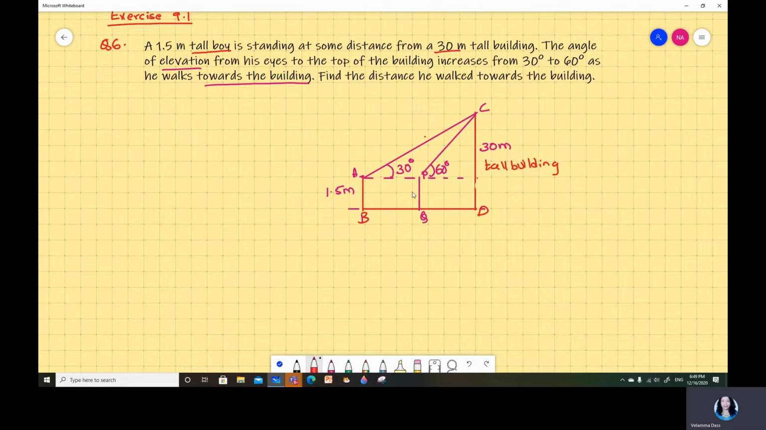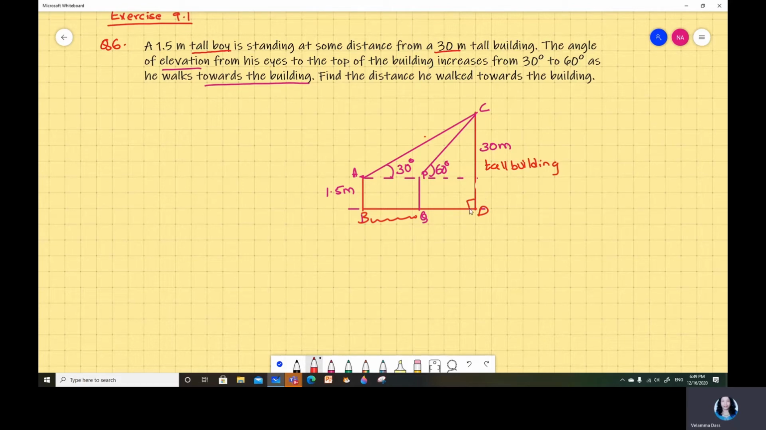Now the ball AB has come to a different position. So we have named the position of the ball as PQ. When he walks towards the building and sees the same top, the angle of elevation increases to 60 degrees. We have to find the distance he walked towards the building. That is BQ, we need to find out.